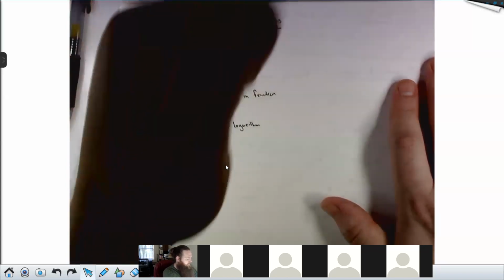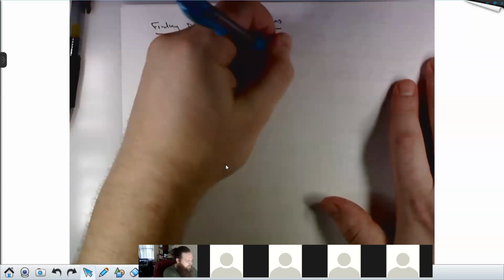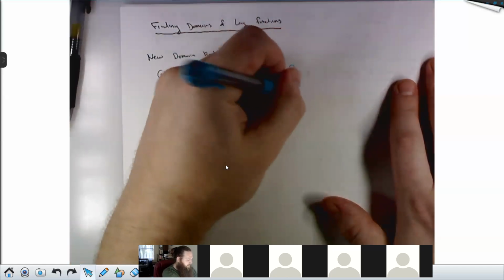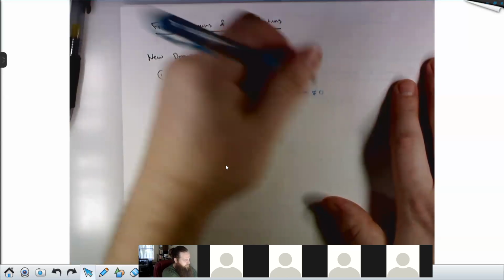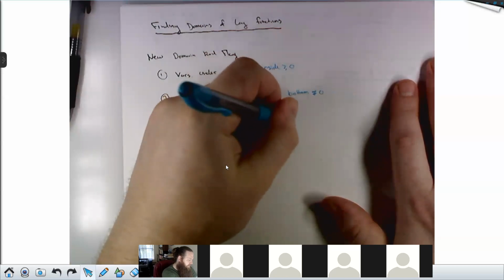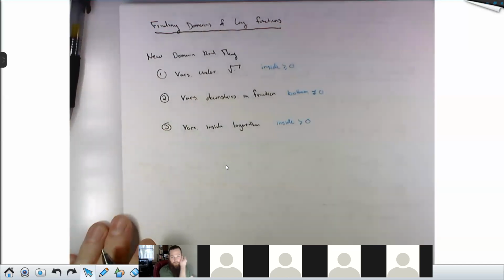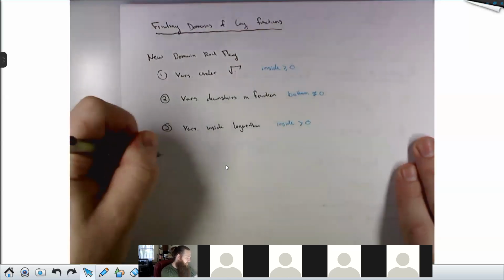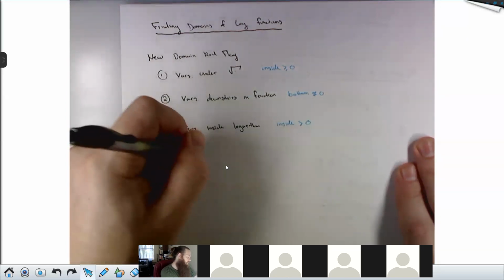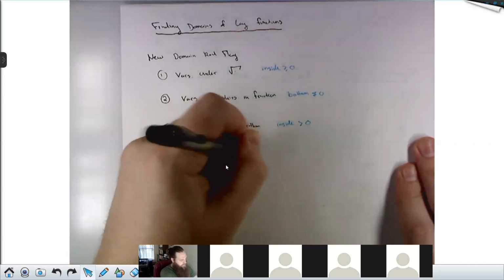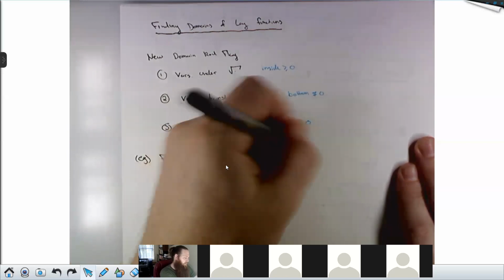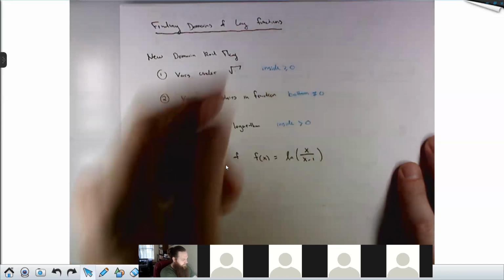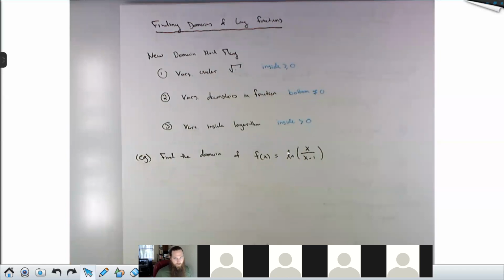So the variables under the square root, you need the inside to be greater than or equal to 0. The variables downstairs, you need the bottom to not be equal to 0. The variables inside the logarithm, you need the inside to be strictly greater than 0. Those are the rules. So if I ask you to find the domain of the function f of x equals the ln of x over x minus 1, you would say, well, I've got this red flag. I need the inside stuff here to be greater than 0. And I also need x minus 1 to not be equal to 0.